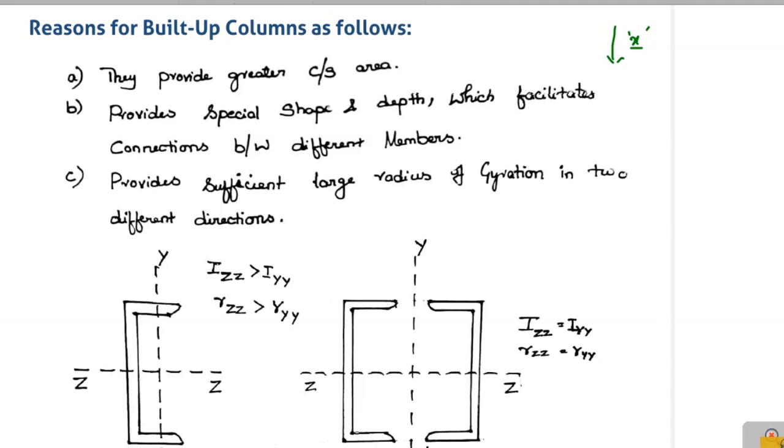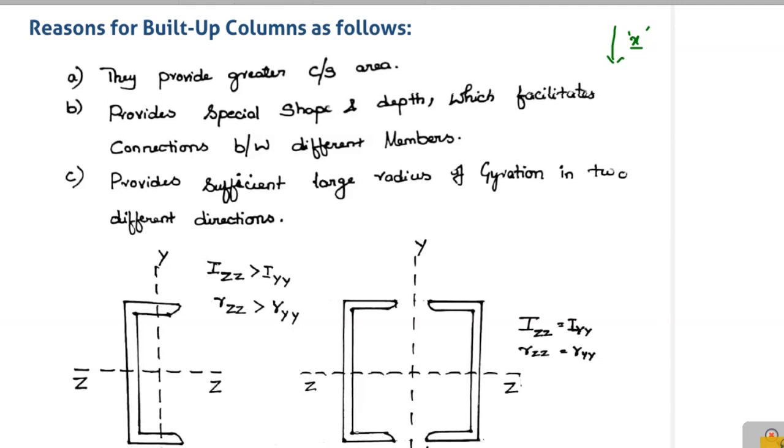But remember, when you go for built-up sections, you are using extra material for lacing. So you have to finally decide whether going for two smaller sections and building a built-up section is economical, or going for a slightly higher cross-sectional single rolled section. You have to decide that. But when you want a very high cross-sectional area, there is no other option but going for built-up columns.